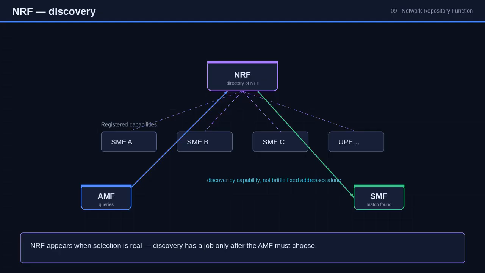We introduce the NRF only now on purpose. Discovery becomes necessary the moment selection is real. Until the AMF had to choose an SMF, a directory would have been an abstract box on a slide. After that need appears, the NRF has a clear job.